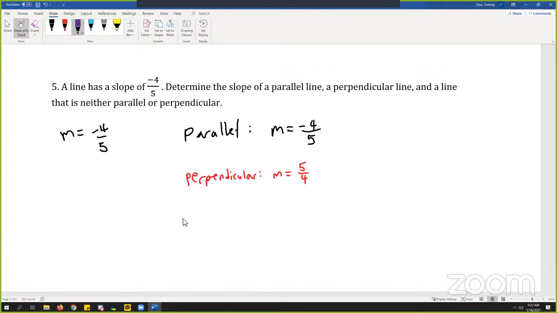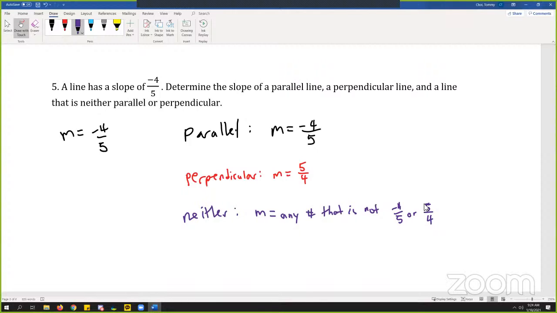And the final one here, which is neither, the slope could be anything you want, as long as it's not one of these two. So I could have said like 10,000, and you would have been right. Right? This could be any number. So just to be clear, this is any number that is not -4 over 5 or 5 over 4. As long as it avoids these two numbers, you would have gotten it right.